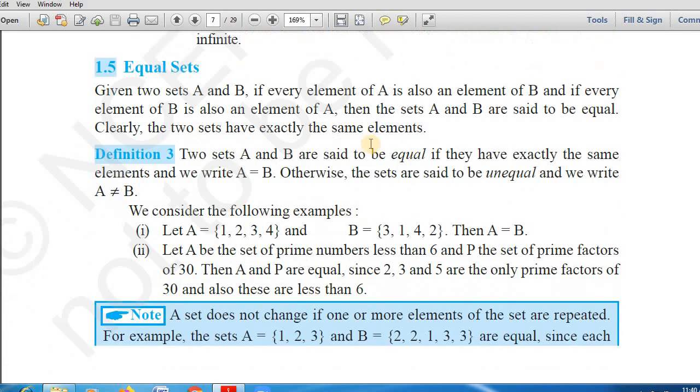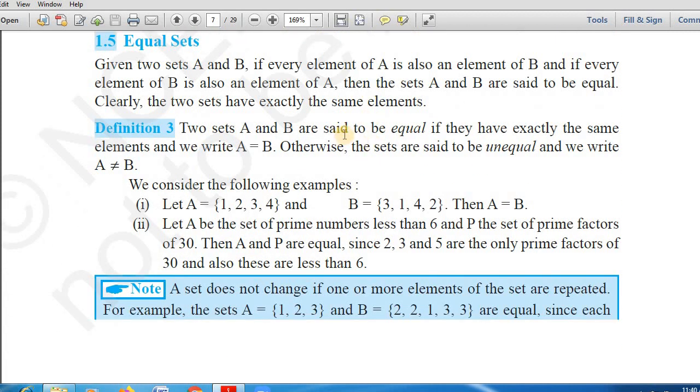Let's see when two sets are said to be equal. The equality of sets: when two sets are said to be equal.